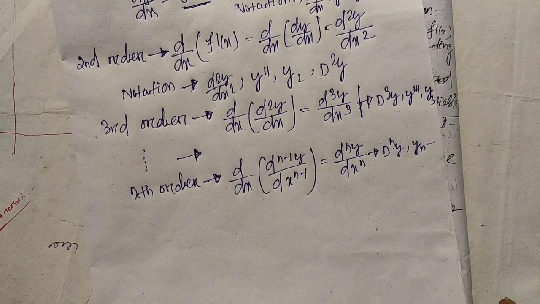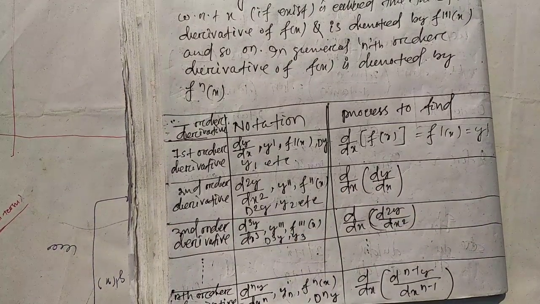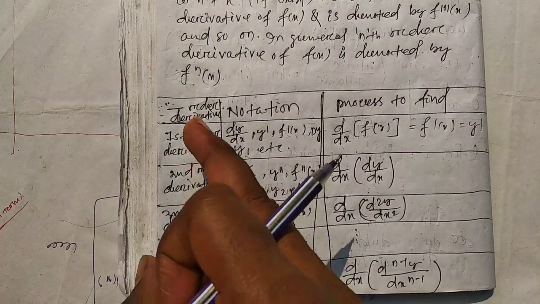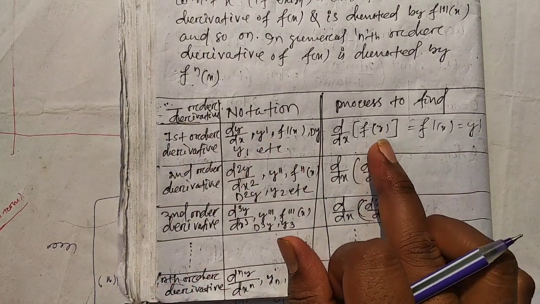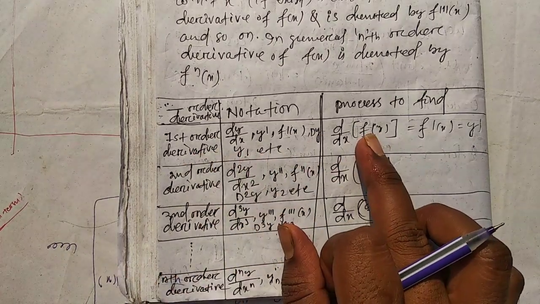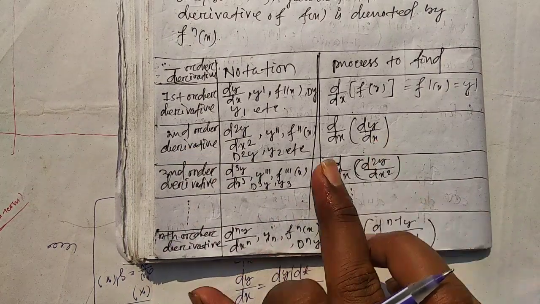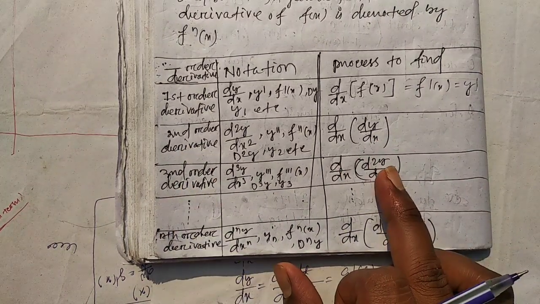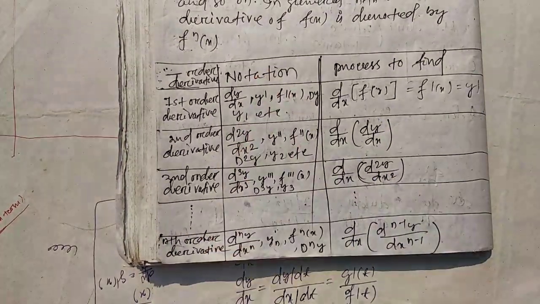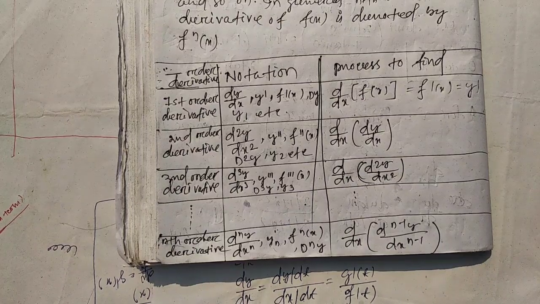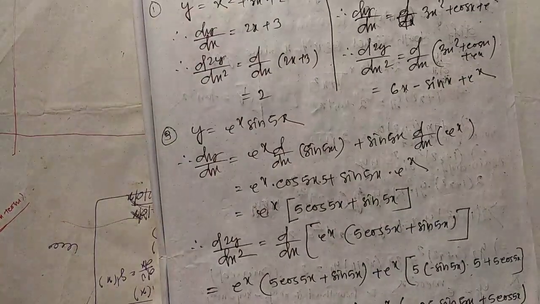So let's solve a few problems to clarify the idea. So here, nothing but this first order derivative, these are the notations and the process to obtain it. That means if you are going to find first order, we have to differentiate the initial function. If you are going to find second order, we have to differentiate first order. If you are going to find third order, we have to differentiate second order. So like this we have to proceed. Getting? So these are the notations. It may vary from question to question. So just remember these things.